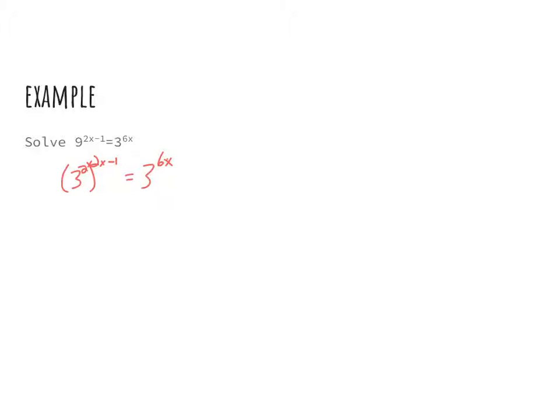Once again, I can multiply my exponents. 2 times 2x minus 1 gives me 4x minus 2. So I've got 3 to the 4x minus 2 is equal to 3 to the 6x. Now that my bases are the same, I can set my exponents equal to each other. So I can say that 4x minus 2 is equal to 6x, and I can solve from there.